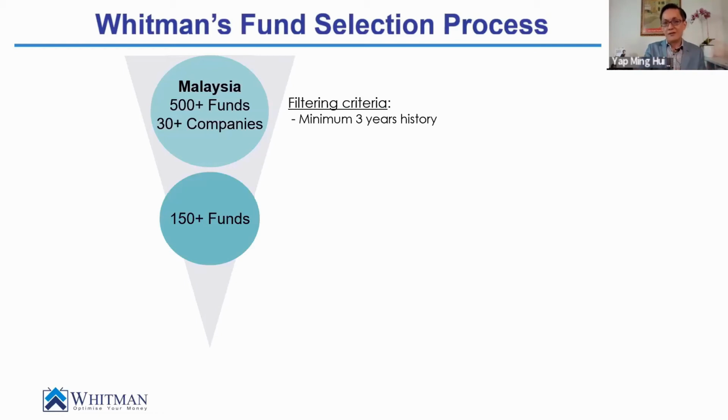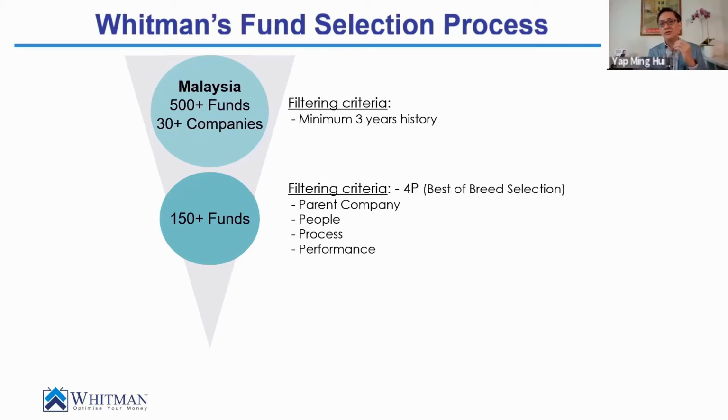Then we are left with 150 funds which have more than 3 years of history, and we will use the 4P criteria for our best of breed selection. We will consider the parent company, the people, meaning the fund manager who manages it, the process, which is their investment style, and the performance, the track record. So as you can see here, when we select best of breed, we are not basing it purely on past performance, because as we all know, past performance does not guarantee future good results.